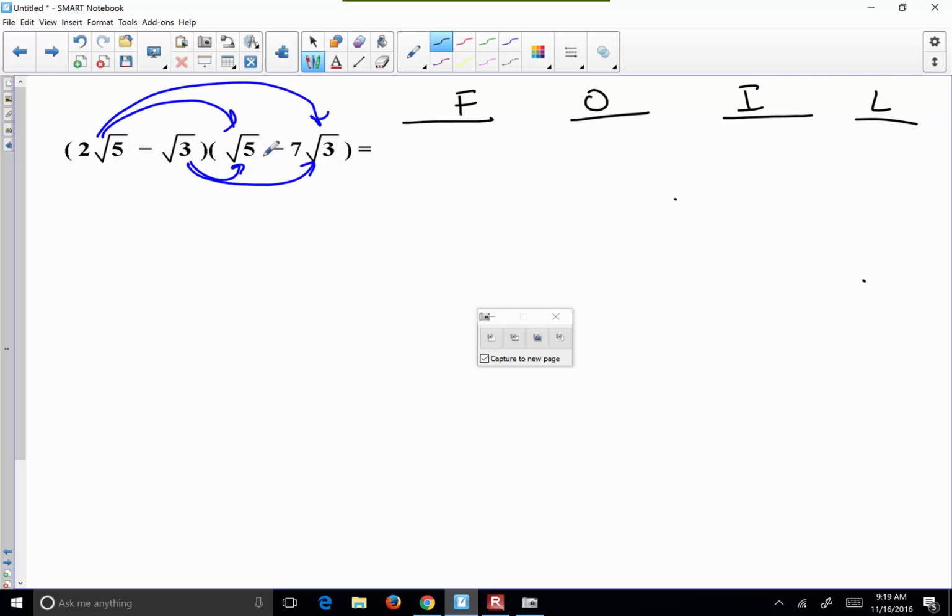Again, first terms is 2 root 5 times root 5. Outside terms 2 root 5 minus 7 root 3. We multiply the three first, minus 14. 2 times 7, this is again O, this is F. I'm doing O. 2 times 7, 14. Root 5 root 3.